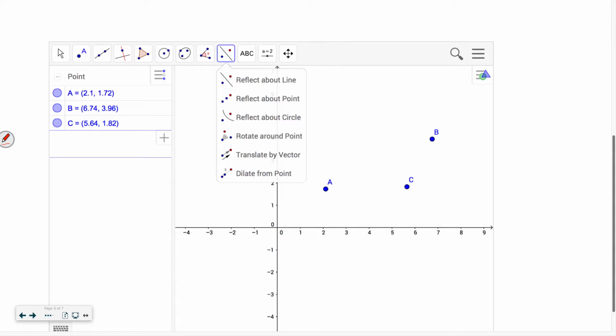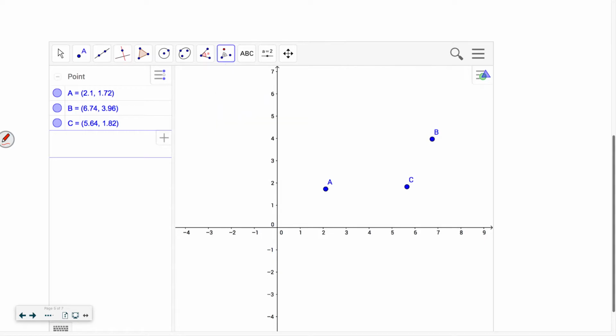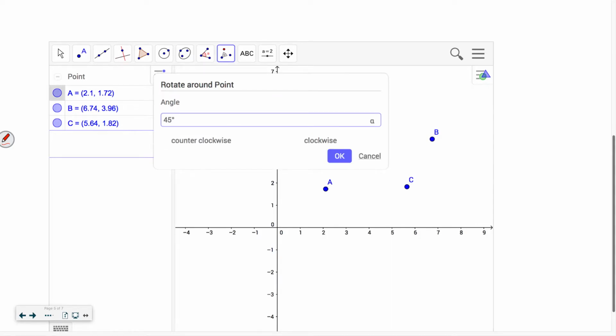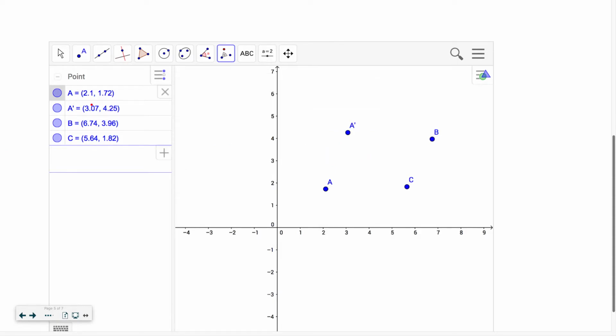So let me just show you the idea here. We'll rotate around a point. We'll rotate A around point C. And now it's asking me for an angle. So what angle? I'll keep it at 45 degrees, all right? So I've rotated A around C.